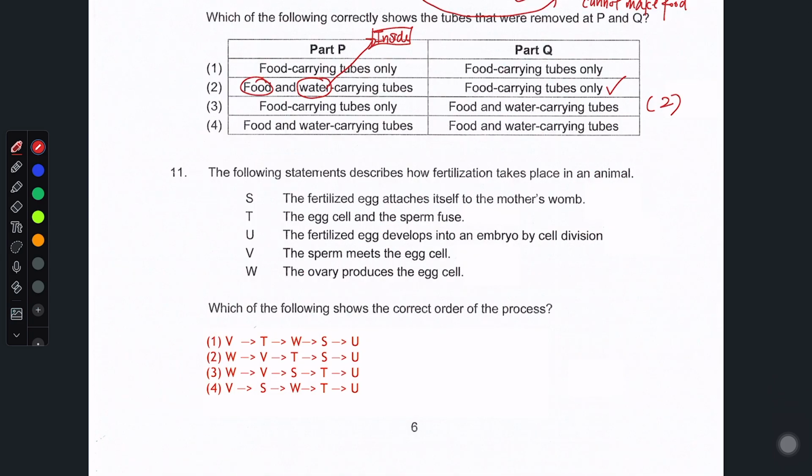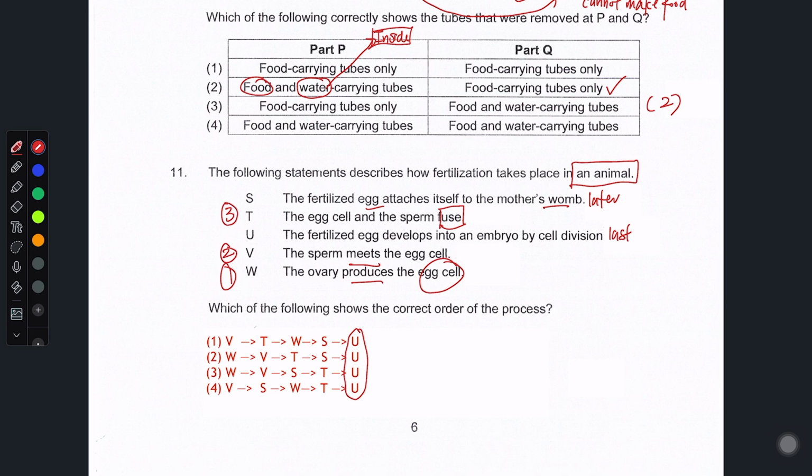Okay, 11. The following statements describe how fertilization takes place in an animal. You have fertilized eggs attached to the mother, so this should be in the later part. Eggs and sperm cells fuse. Before they fuse, they must meet each other, and before they meet, they must first be produced. So the first part is that you must produce the egg cell first. After you produce, the sperm need to meet. When they meet, they will fuse. When they fuse, it will become a fertilized egg.